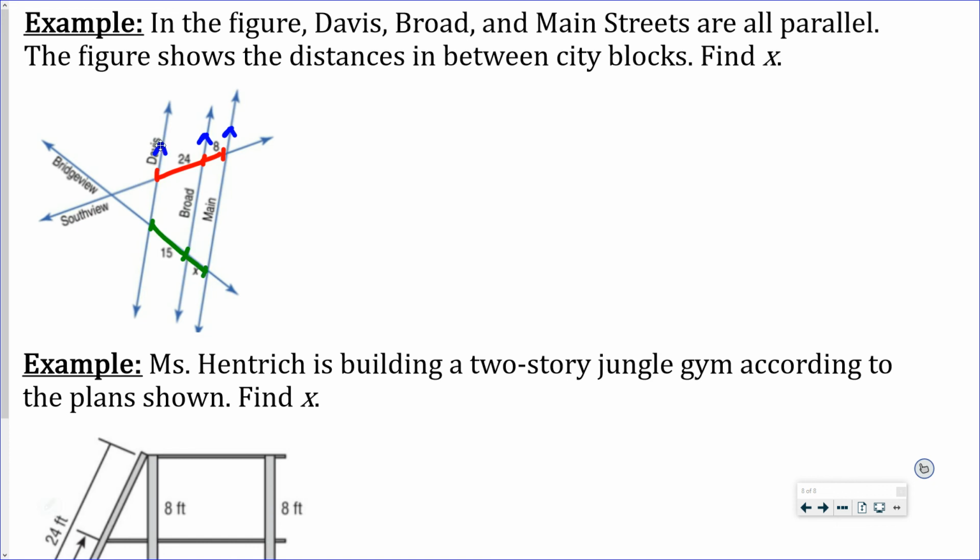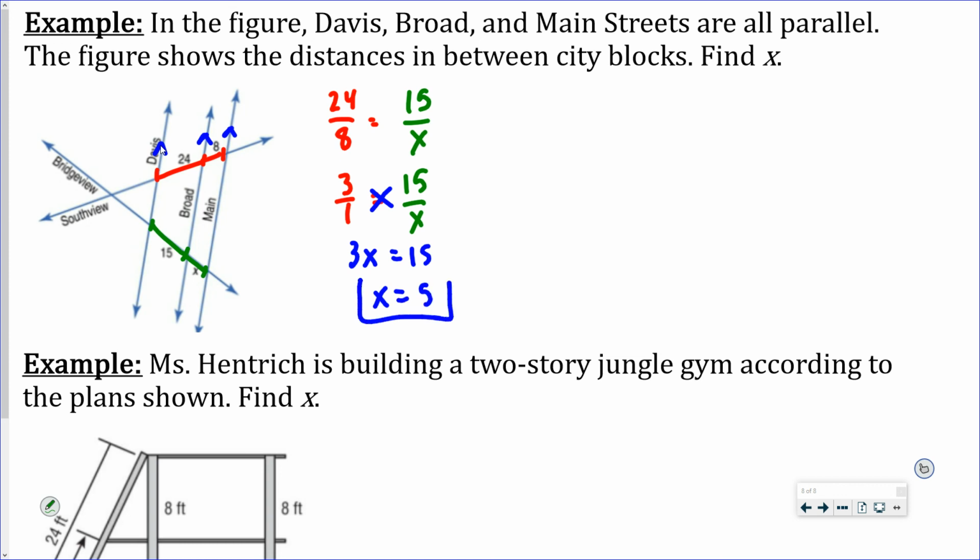Okay, so let's set up a proportion. So I'm going to start with the one I know, the 24 to 8. Since these are all parallel, it is going to be proportional to 15 to x. Same as before, I like to reduce the ratio. That reduces to 3 over 1. You don't have to. You'll get the same answer. Just makes your equation solving a little bit easier. Either way, we should get x to be 5. And that's all we had to find was x. Not bad.